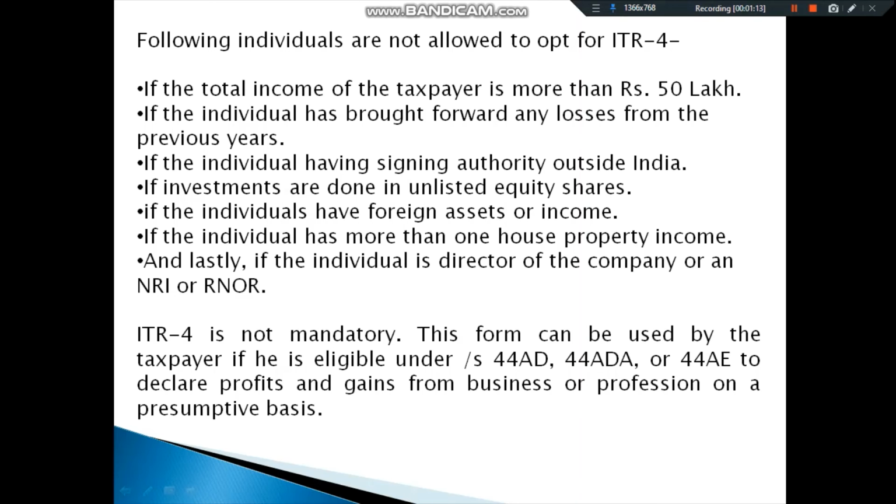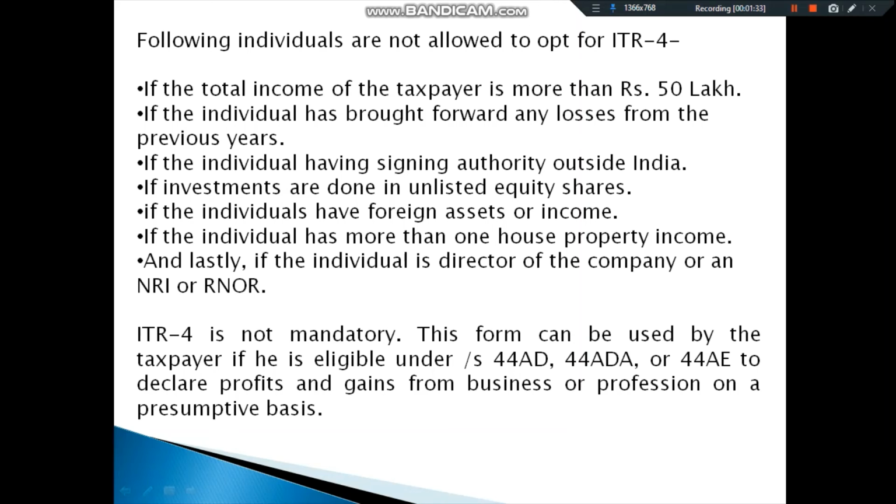So if you want to declare your profit on a presumptive basis, like on a book profit 6% or 8%, then you can file ITR-4, but it is not mandatory. So you can file ITR-3 or ITR-4 depending on your other eligibilities.